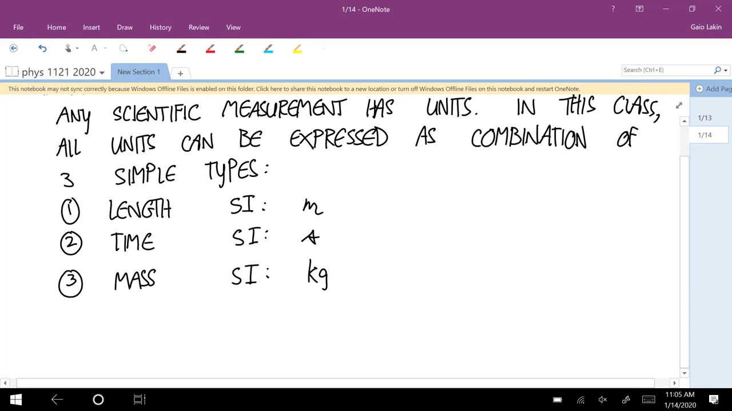And so the way that works is, how do you measure speed, say, as an example? Well, that's a combination of meters and seconds, length and time. You can write that as miles per hour, meters per second, that kind of thing. And every unit that we're going to use in this class can be expressed as some combination of these three simple types.